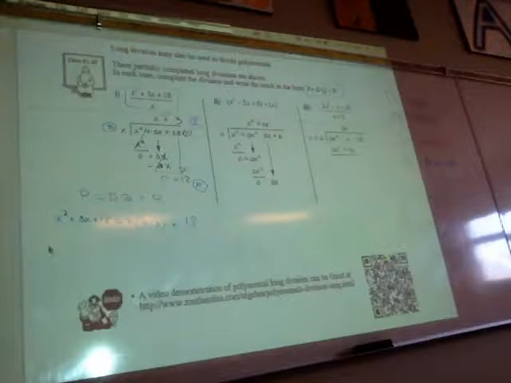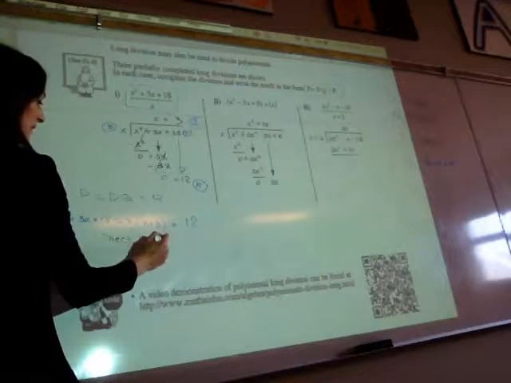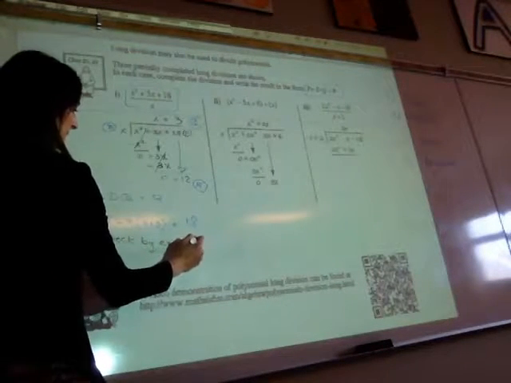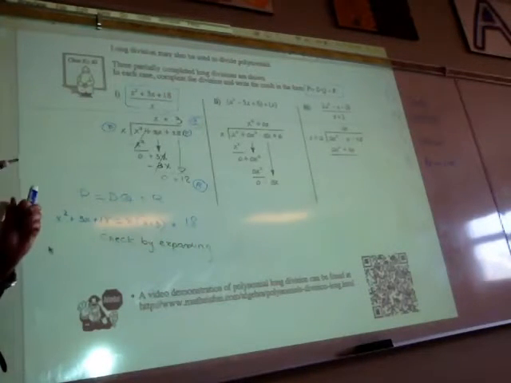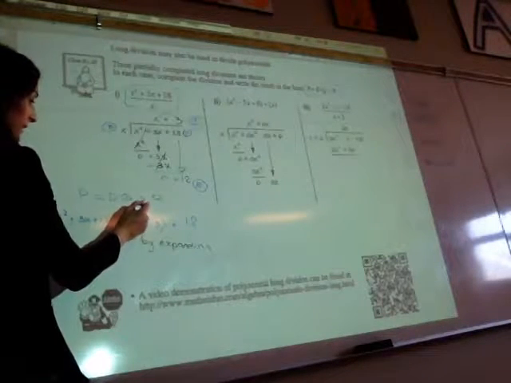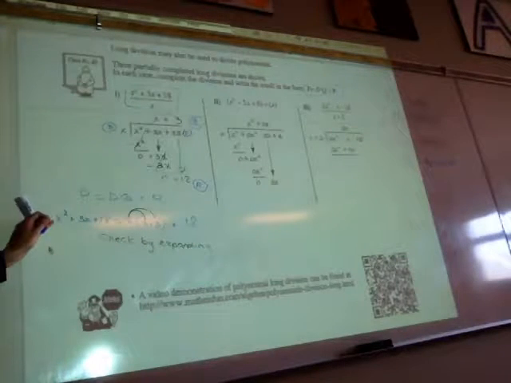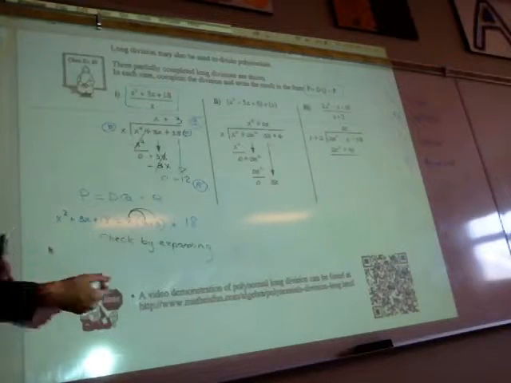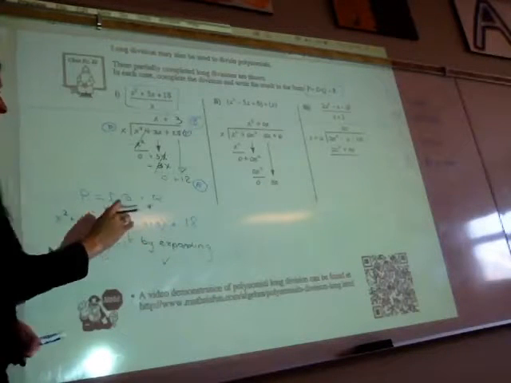How do you know if you did it correct? You expand. So if I were to expand this, or you could sub in a value for x too, just to make sure left-hand side equals right-hand side. But let's just multiply this through. I get x squared plus 3x plus 18. Is that what you started with? Yes. Okay, so you can always check by expanding, or you could sub in a value for x.